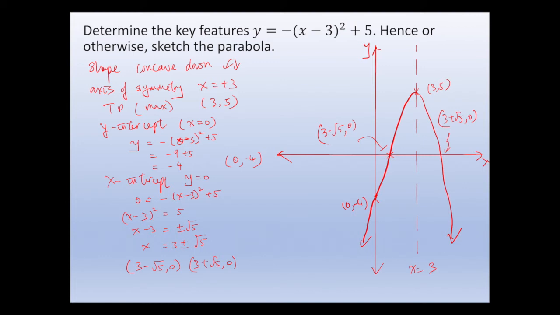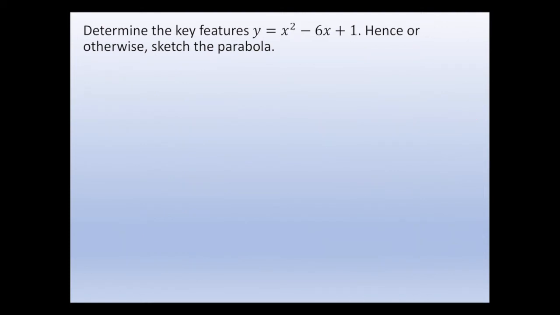Now I know that this is greater than 0 because square root of 5 is between 2 and 3, so it's actually greater than 0. 3 minus something which is less than 3 is actually greater than 0. So this is how you should draw it, and of course label it: y equals minus (x minus 3) squared plus 5.